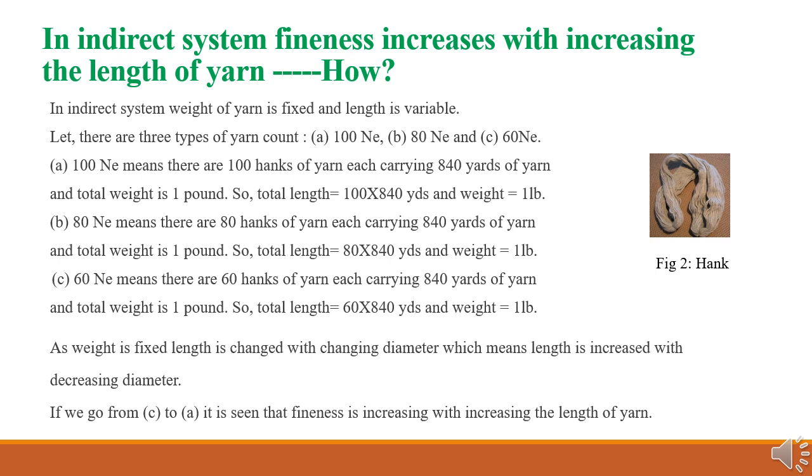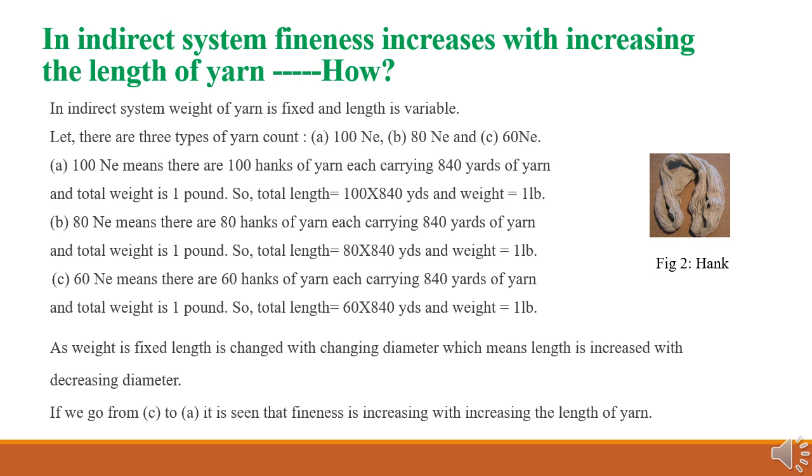And total weight is 1 pound. So, total length equals 100 into 840 yards and weight equals 1 pound. 80 English count means there are 80 hanks of yarn each carrying 840 yards of yarn, and total weight is 1 pound. So, total length equals 80 into 840 yards and weight equals 1 pound. 60 English count means there are 60 hanks of yarn each carrying 840 yards of yarn, and total weight is 1 pound. So, total length equals 60 into 840 yards and weight equals 1 pound.